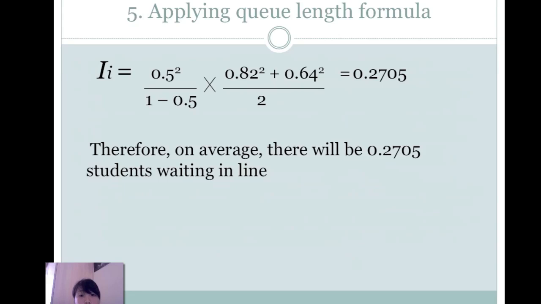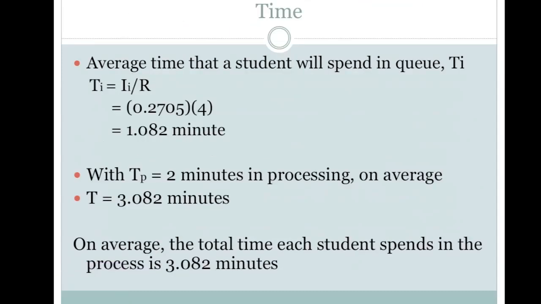Therefore, on average, there will be 0.2705 students waiting in line at any point of time. Once we have calculated the input inventory, we are able to find out the average time that a student will spend in queue. If you still remember Little's law, you can use the Q-length formula to compute further, in the same way as you calculate Little's law.